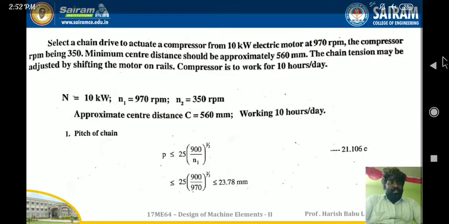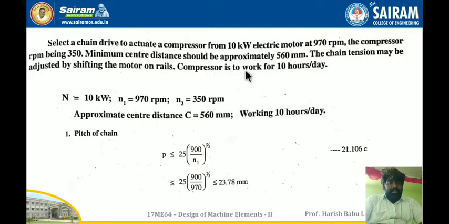The chain tension may be adjusted by shifting the motor on the rails. The compressor is to work for 10 hours per day. So for the problem, the given data is the power is given 10 kilowatt and N1 is 970 RPM, so N2 is 350 RPM. So approximate center distance is given as 560 mm and working of 10 hours per day. So first step will be finding the pitch of the chain.